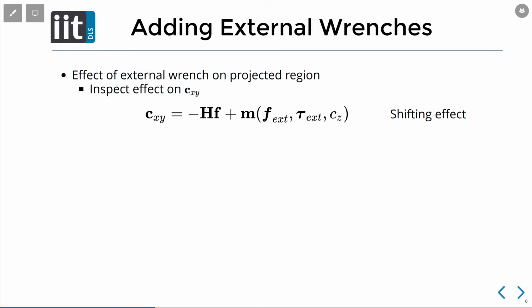So first of all, let's consider an external force and torque acting at the center of mass. In fact, if we examine the centroidal dynamics and rearrange the equations, we can observe the effect an external wrench can have on the projected center of mass positions, in other words, the resulting region. The main effect observed is a shifting effect that is based on the combination of the external wrench and the center of mass height.